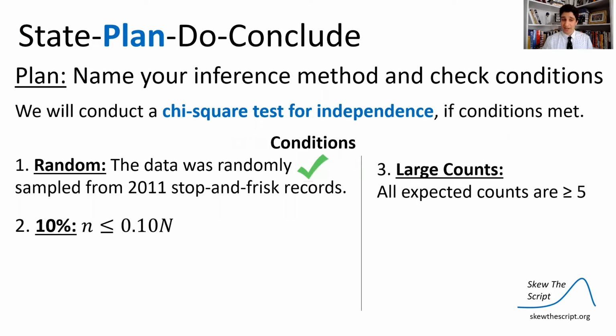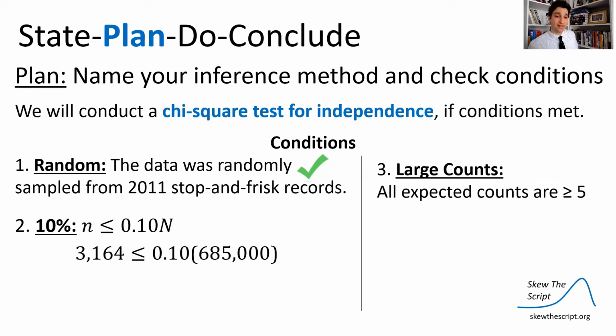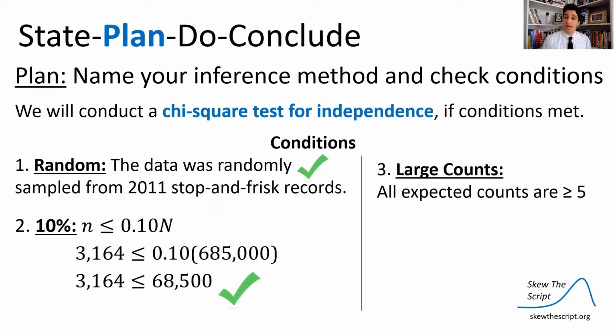10%, my sample size should be less than 10% of the population size. In this case, my sample size, the 3,164 stops I'm looking at, should be less than 10% of the whole population of all 2011 stop and frisk stops. In this case, there were 685,000 such stops in New York City that year. That's much less than 10%, so we're good there. Large counts, all expected counts should be greater than or equal to 5.